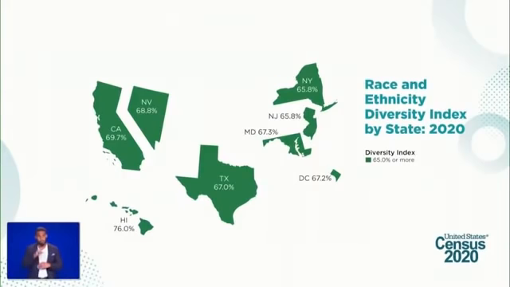In 2020, Hawaii had the highest diversity index at 76.0%, followed by California with 69.7% and Nevada with 68.8%. You can see the diversity index for all states using our interactive Tableau data visualization on diversity that we released today on our census.gov website.